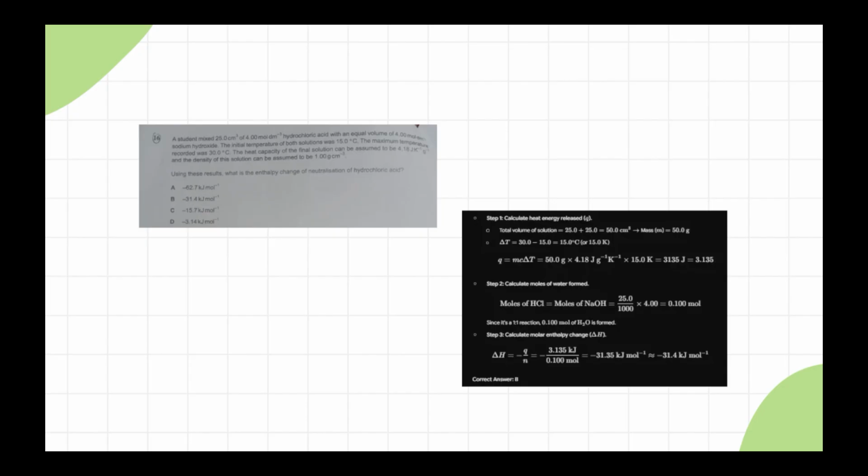Next step, we have to calculate the moles of HCl, which is the same as the moles of NaOH. n equals 25 divided by 1000 times 4, which equals 0.100 mol. And last step, we have to calculate the molar enthalpy change. Delta H, or enthalpy change, is minus Q per n. So we divide 3135 J, that is 3.135 kJ, by 0.100 mol. And in the end, we got minus 31.4 kJ mol^-1. The correct answer is B.